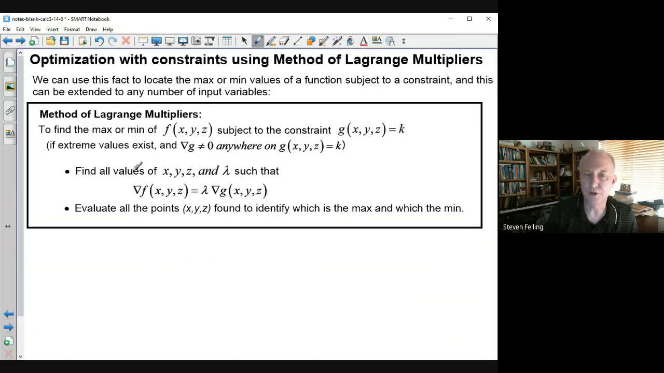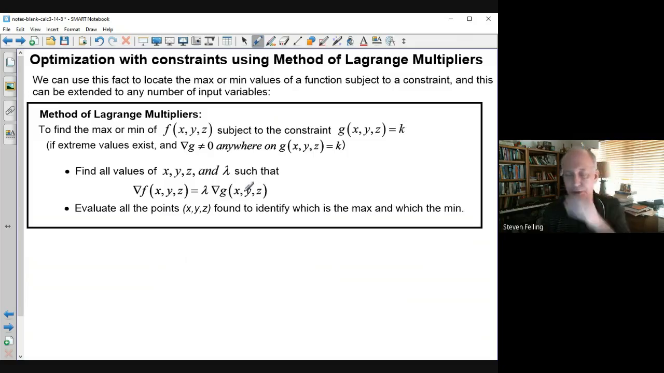All right, we can use that fact to locate max and min functions subject to constraint, and you can actually extend this to any number of input variables and also to any number of constraints. So if we just have a single constraint, we could say that the gradient of a multivariable function f, of any number of input variables, is equal to lambda, a scalar multiplier, times the gradient of a constraint function.